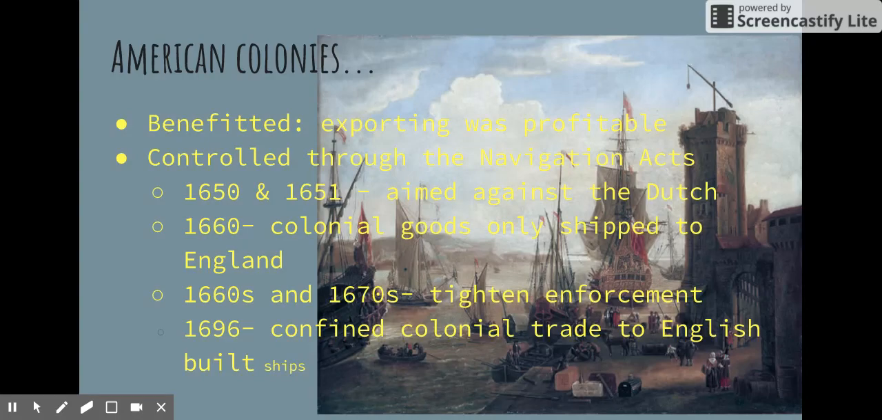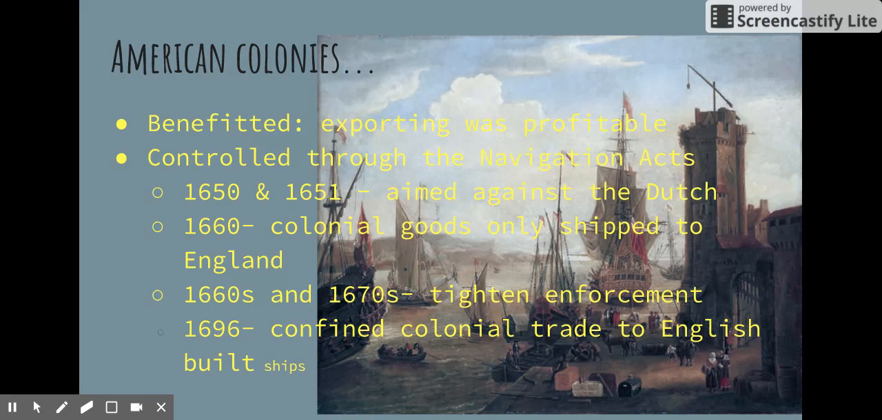And even on these colonial ships, at least a quarter of the crew had to be British. And it forbade certain things from the colonies, like sugar, tobacco, wool, and cotton, from being shipped to any country except to England or some English plantation somewhere in the world.